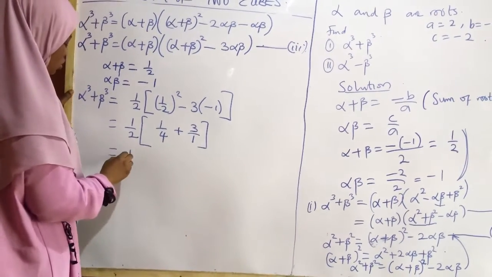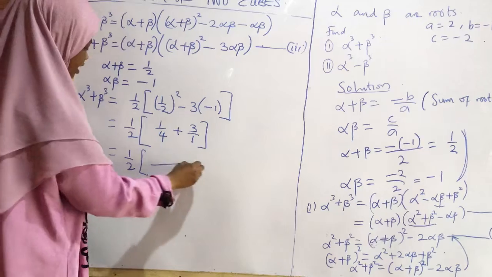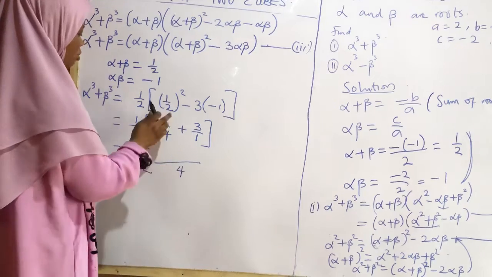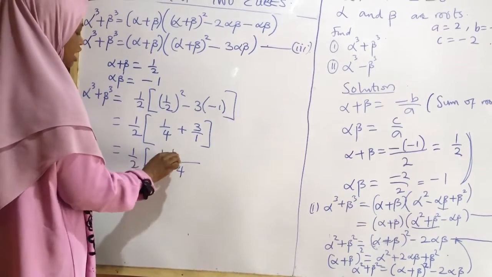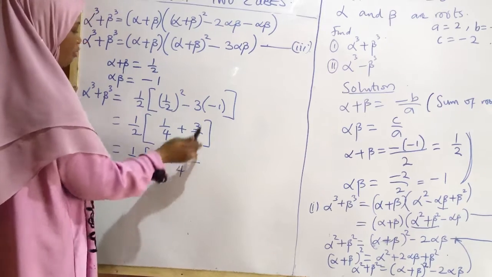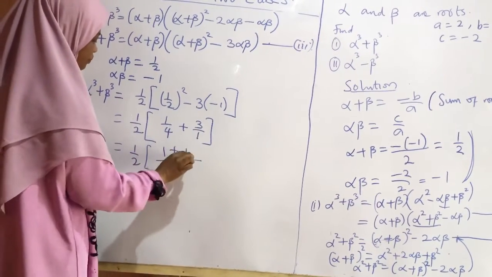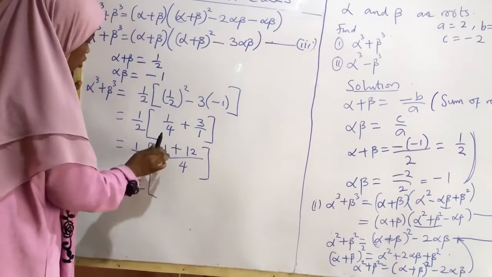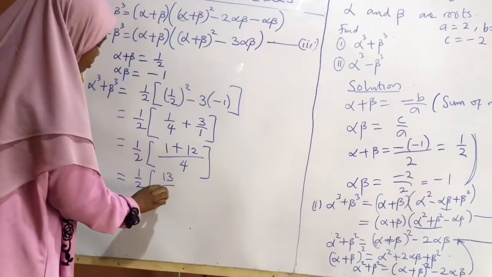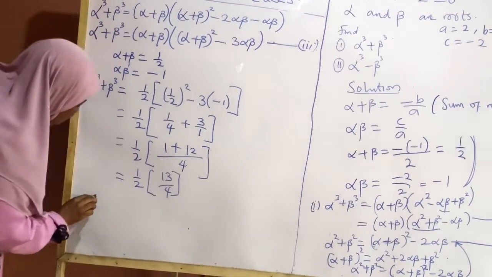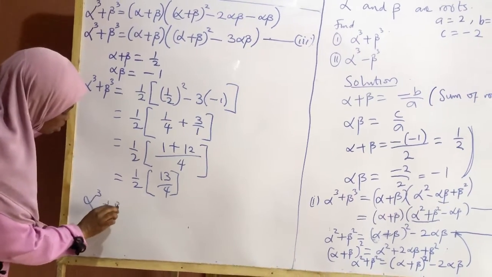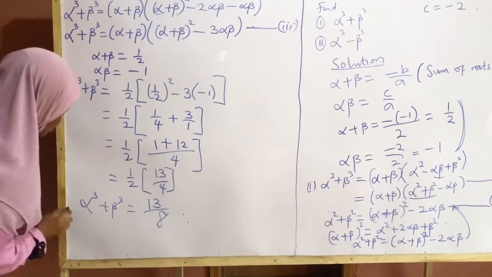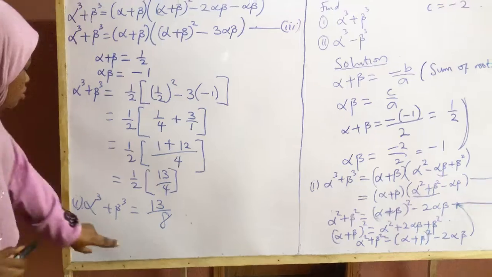Which is equal to 1 over 2 into brackets. Let's find the LCM of 4 and 1, which is 4. So 4 into 4 is 1, multiplied by 1, plus 3, 1 into 4, 4 multiplied by 3, 12. So we have 1 over 2 multiplied by 1 plus 12, 13, divided by 4. So alpha cubed plus beta cubed will be equal to 13 over 8. So that is number 1. So we have gotten that sum.